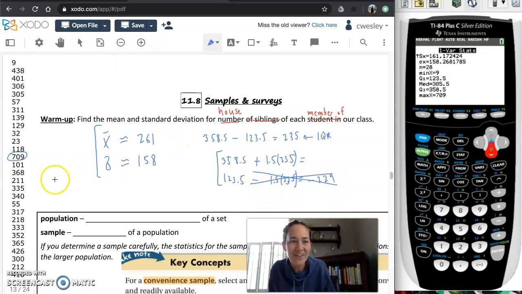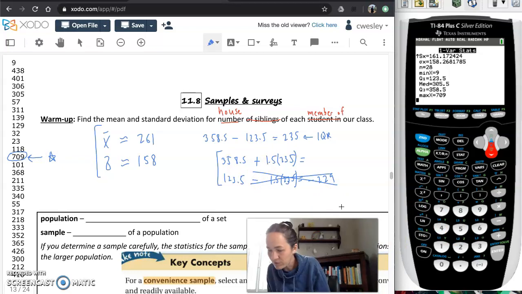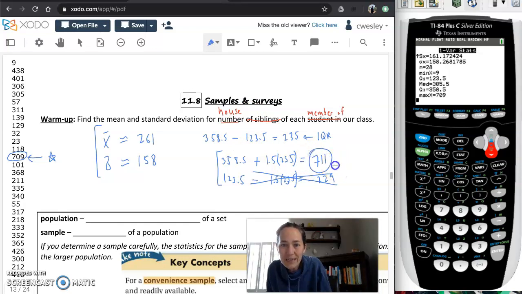But what about the high one? It is 709. Whoever this person is, are they unusually high for the rest of the set? It's 358.5 plus 1.5 times 235, which gives you 711. Wow. If we were to make a box plot, there would be no X's denoted as outliers on this box plot because 709 checks out. Just barely, not unusually high.